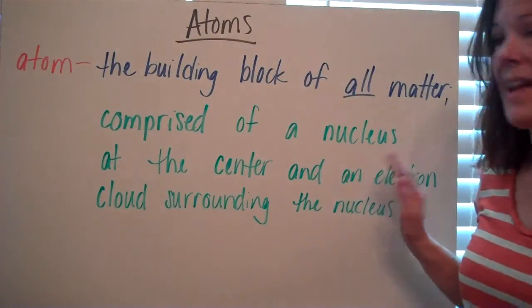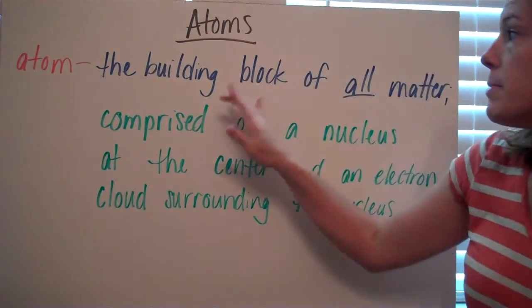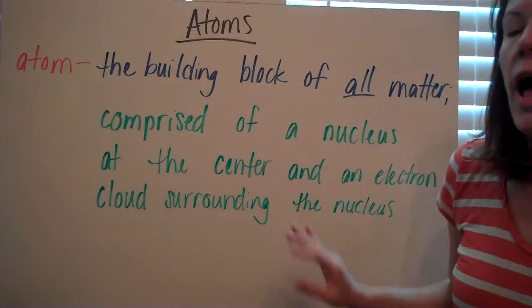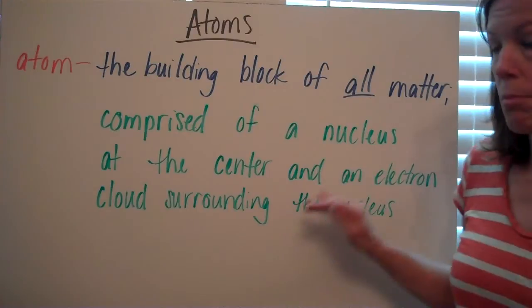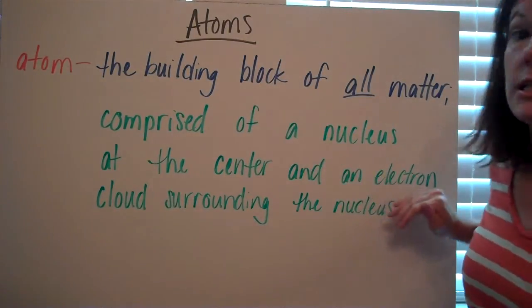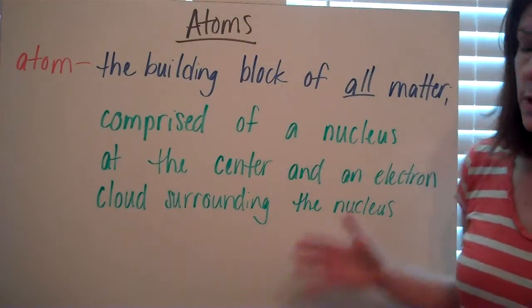This video is all about atoms. Atoms are the building block of all matter. Everything in the universe is made up of atoms. And there's two major parts to every atom. The first is the nucleus, which is at the center, and the second is the electron cloud, and that surrounds the nucleus.